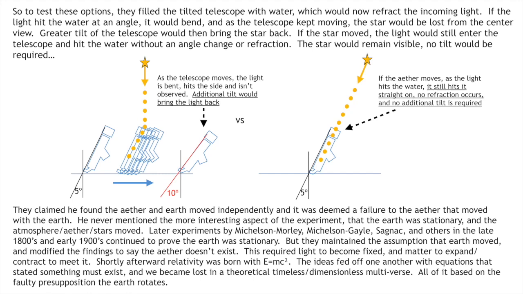So conversely, if the ether and Earth moved dependently in unison, greater tilt would allow you to see the object in its entirety again. So what he found was that the ether and the Earth moved independently from one another. As he tilted the telescope, he saw absolutely nothing. And essentially, the water had no effect, and the light still hit the observer.